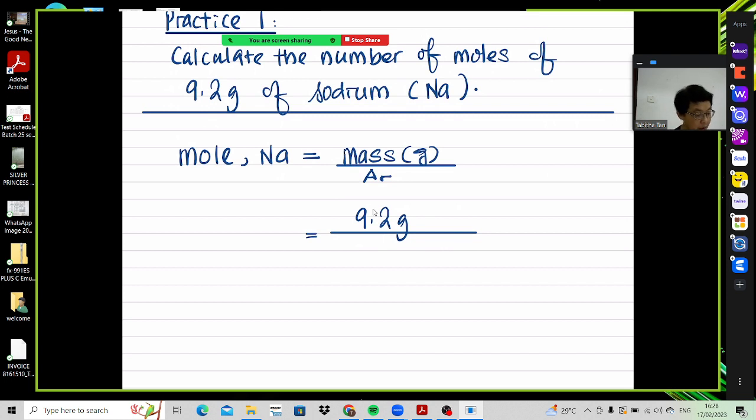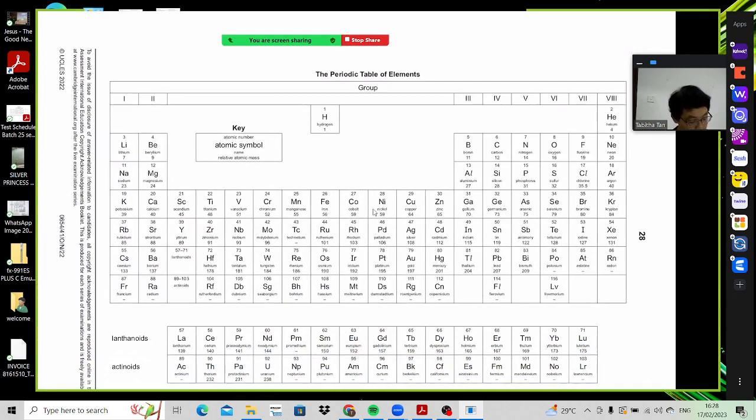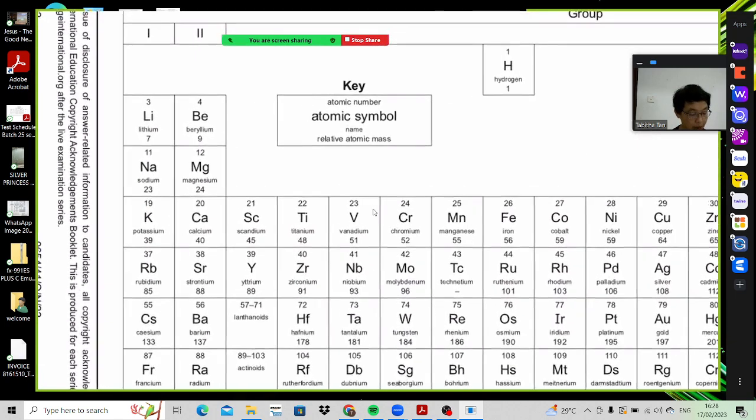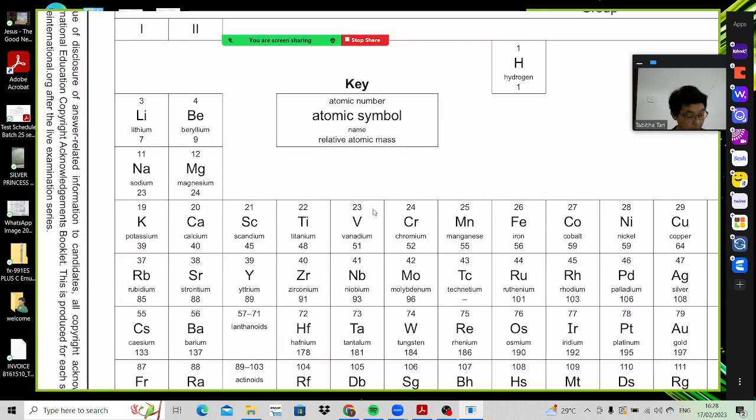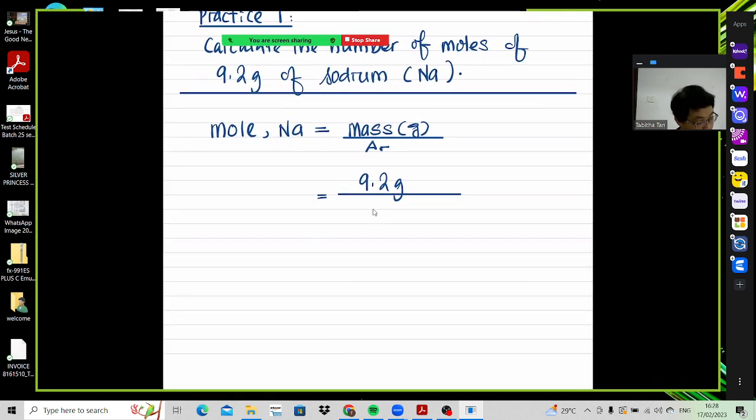Then Ar. The next thing you need to find is the relative atomic mass of sodium. Where do you find it? Yes, go to the periodic table. So let's go to that. Look for sodium, and you're familiar with sodium? Yes, that is. Let me zoom in. Which one is the relative atomic mass? The number below the symbol. Here we go, 23.